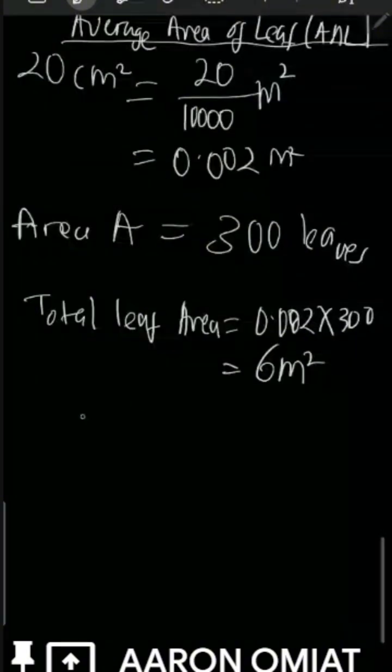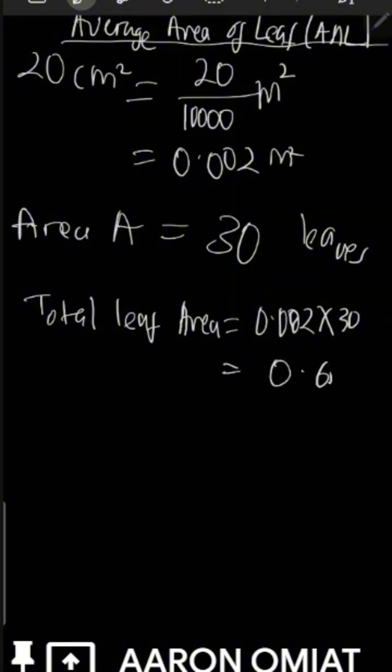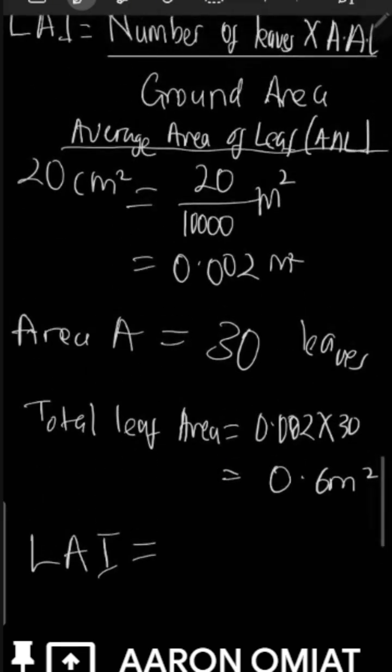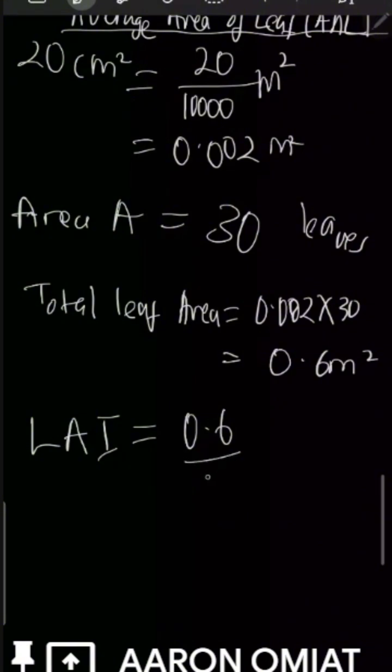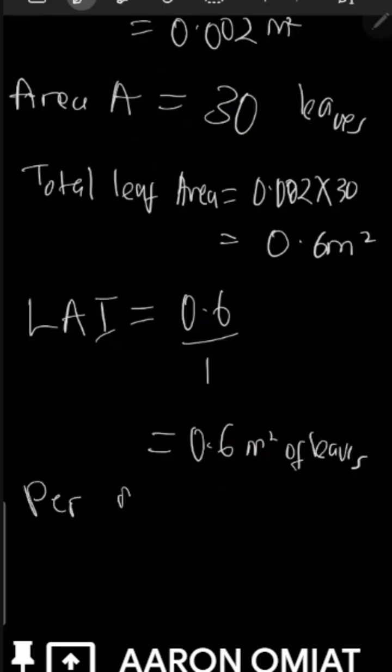If this is correct, then let's say there are 30 leaves. 300 is a big number, so 30 leaves in a meter squared. This gives us 0.6 meters squared. That means our leaf area index shall be 0.6 divided by 1, which gives us 0.6 meters squared of leaves per meter squared of ground.